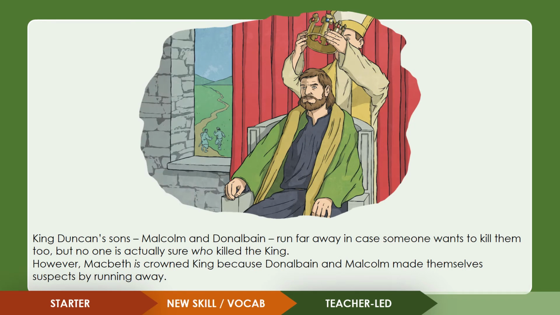So King Duncan's sons, Malcolm and Donalbain, run far away in case someone wants to kill them too, but no one is actually sure who killed the king. However, Macbeth is crowned king because Donalbain and Malcolm have made themselves suspects by running away.